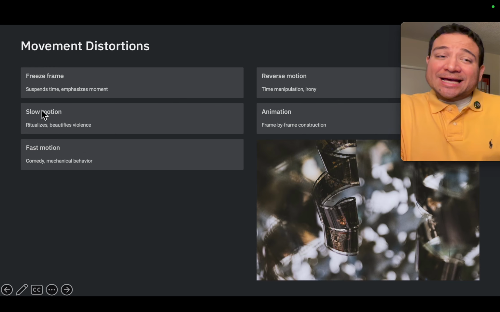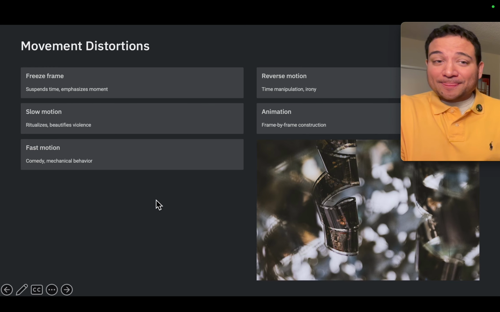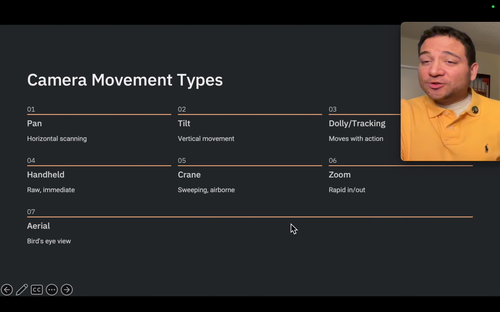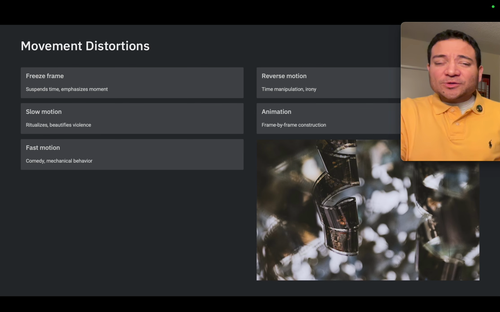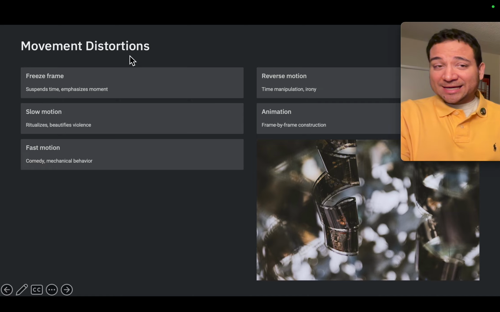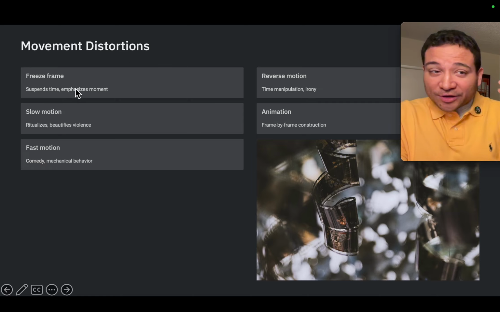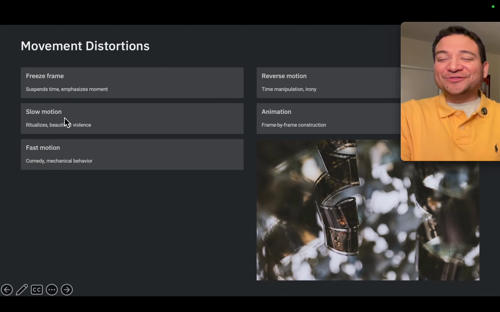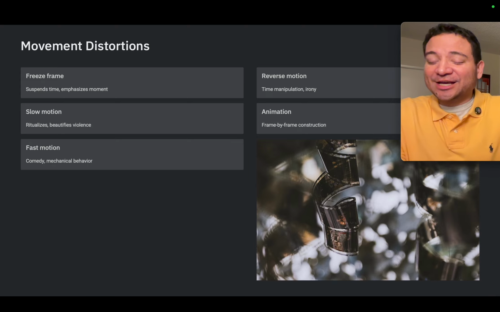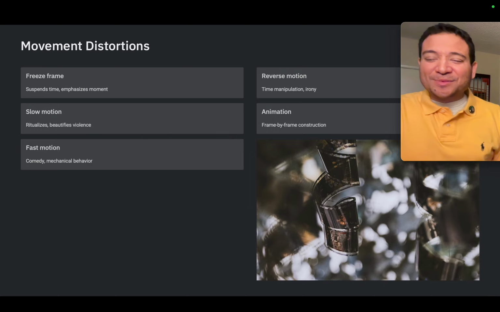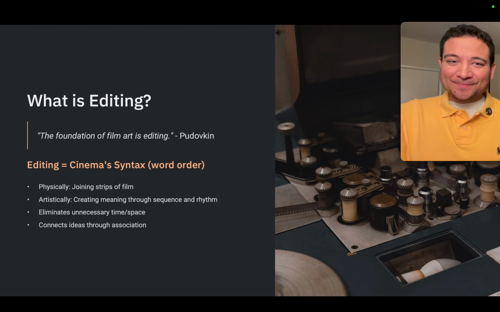So, this is something to recognize: not only do directors have different ways of moving the camera, but also different distortions that they can create, like freezing the frame, or slow motion, or fast motion, or going in reverse. And these are all intentional moves by the directors. So, there's a lot in the toolbox that they can do.